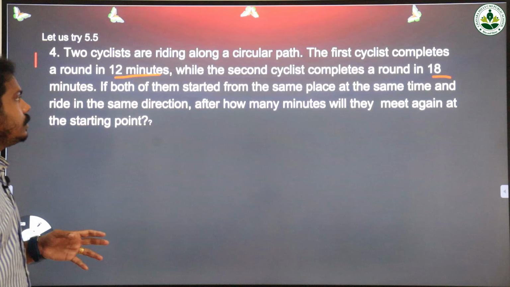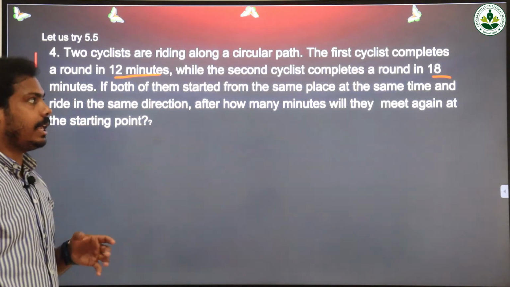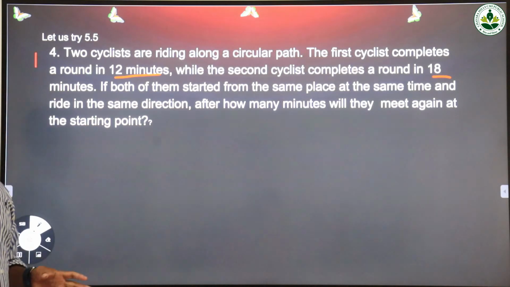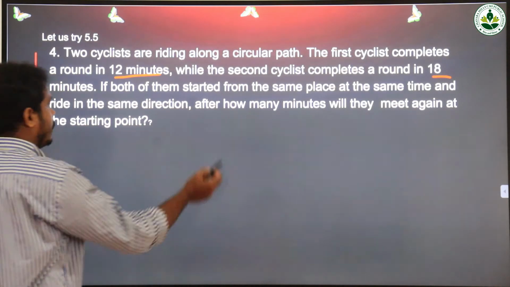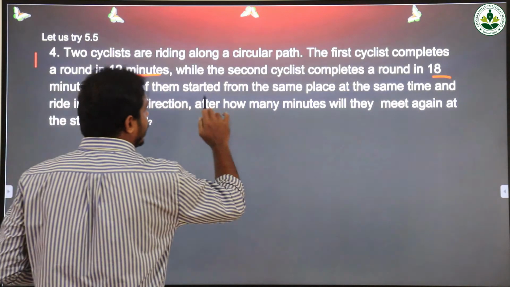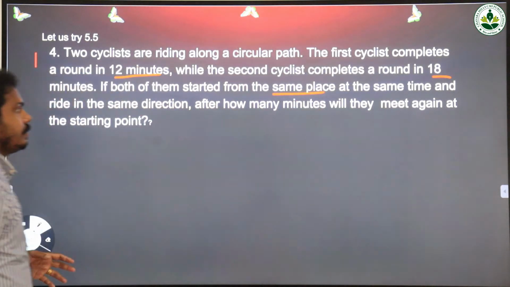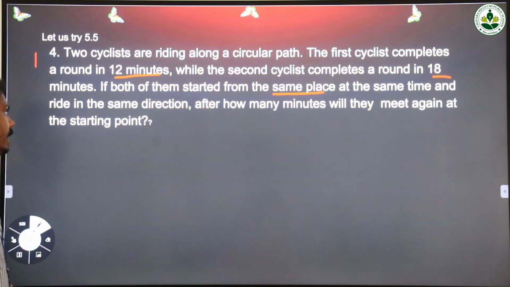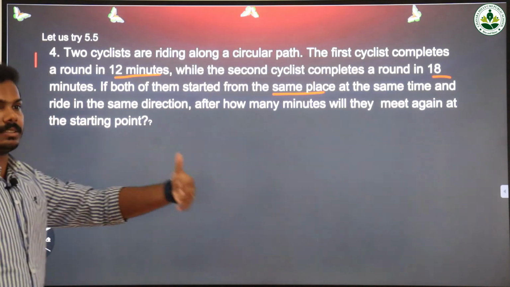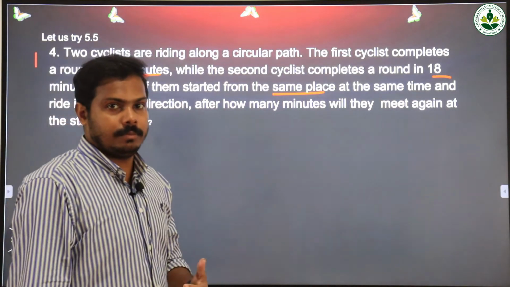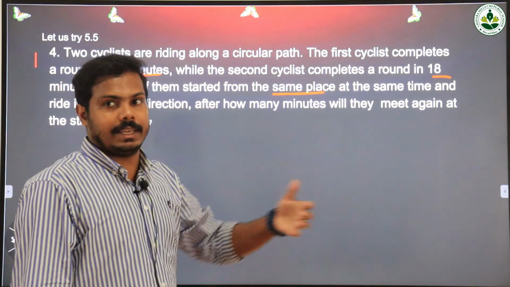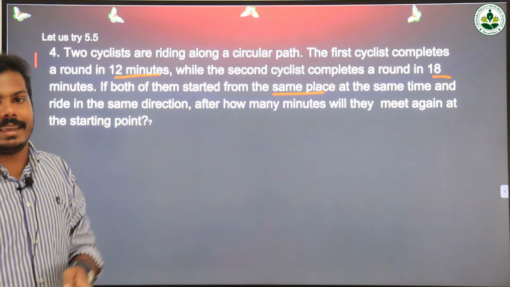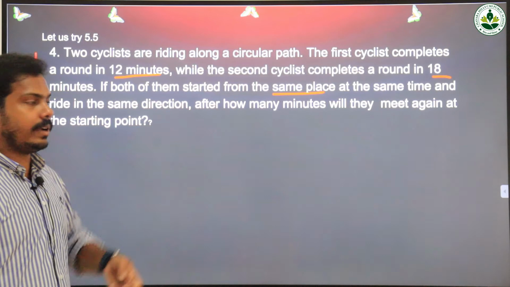If both of them started from the same place at the same time and ride in the same direction, same. We got the first term, same. Then, after how many minutes will they meet again at the starting point? What is the nearest possible time to meet them? Nearest possible, the smallest time. So here we need to find the LCM of the given numbers.